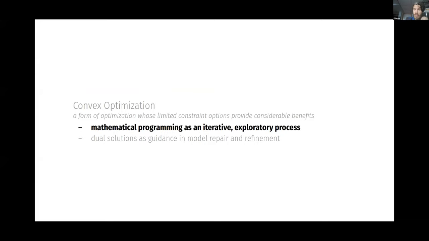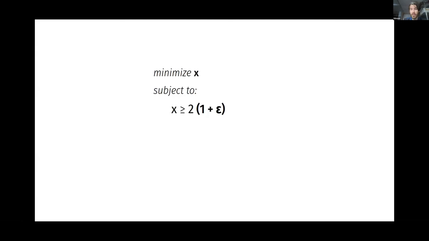Seeing convex models as iterations and explorations in a larger design process like this thus presents us with some fundamentally new ways to use the mathematical structure of convexity. And nowhere is this clearer than with dual solutions. Most types of convex constraint have a mathematical duality, right? Which means that along with those free variable values, the primal solution, the solver returns the dual solution, which quantifies the effect making each constraint easier by some epsilon would have on the optimal cost.